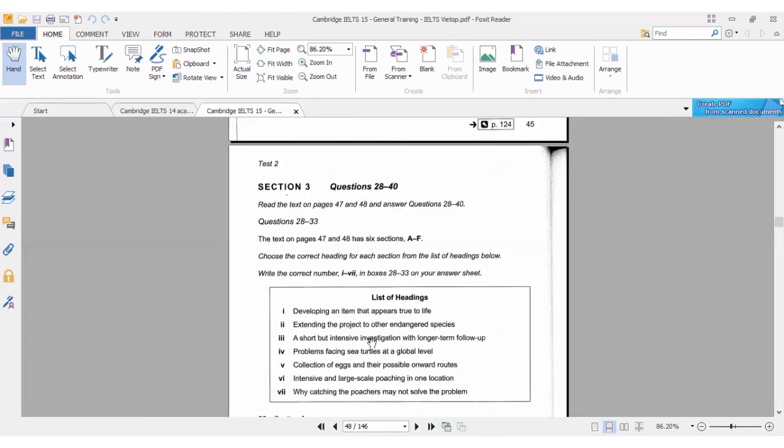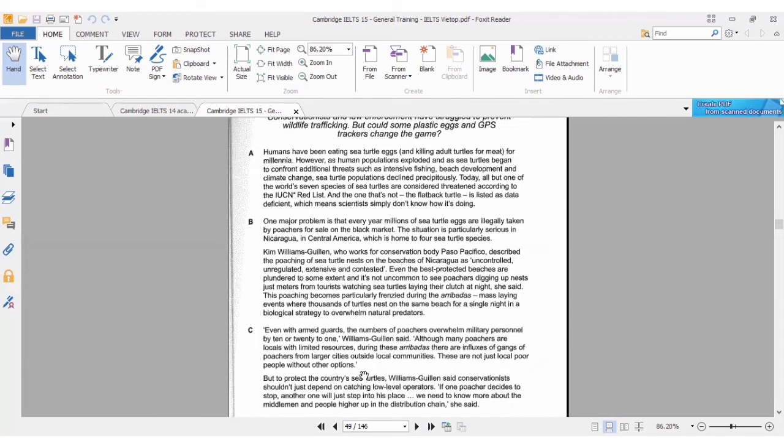And if you have to underline some words, make sure that you do. Tip number five is for you to go back to the passage and read the paragraphs one by one. So we started with paragraph A and then paragraph B, and then C and D and E and F, till we got our answers.